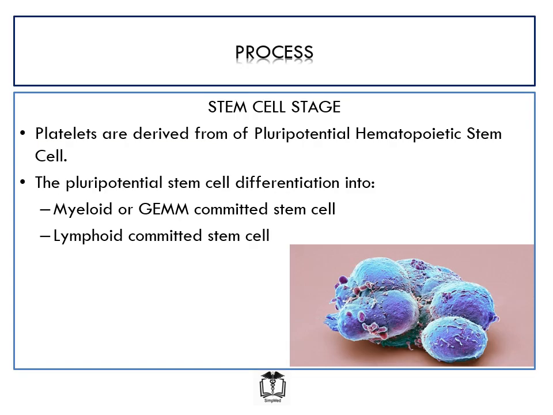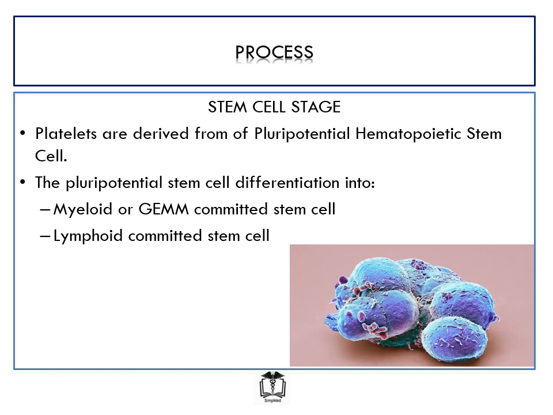Let's talk briefly about the processes. Remember that the stages of hemopoiesis includes a stem cell stage, a progenitor stage, and a precursor stage. This is not any different for the thrombopoiesis or this process of megakaryocytopoiesis. It also has its own set of stem cell stages, progenitor stage, and precursor stage. I won't talk about that now.